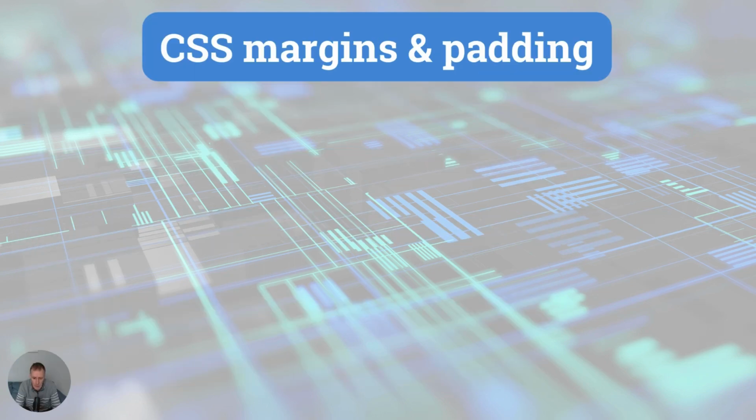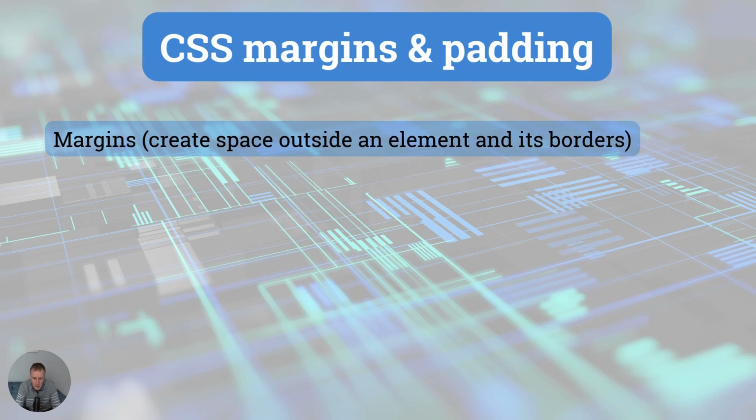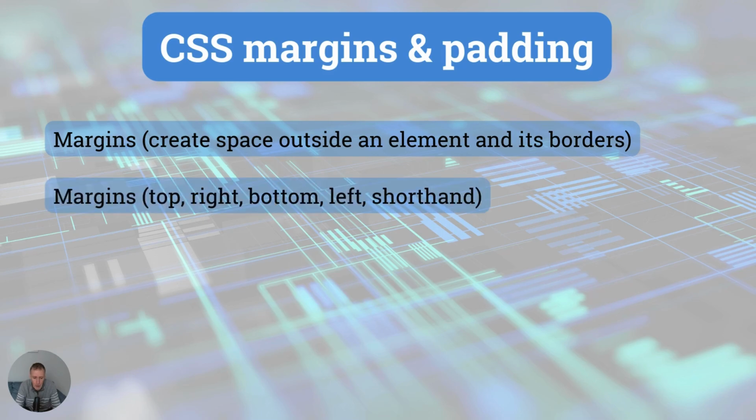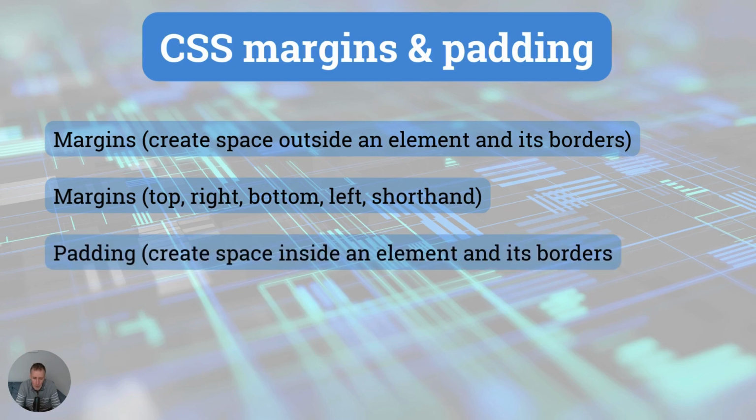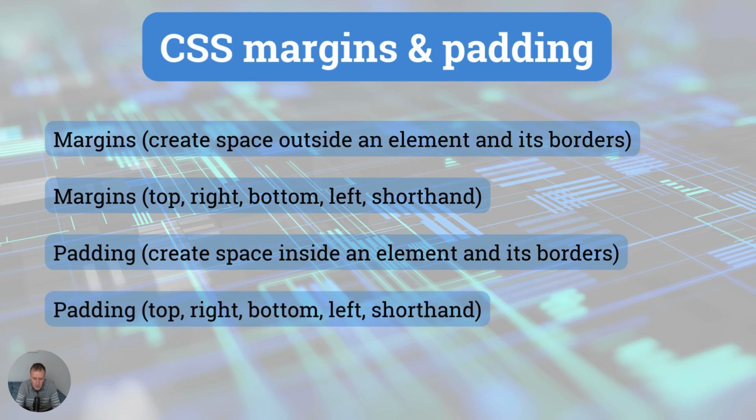CSS margins and padding. Margins create space outside an element and its borders. Margins can be put on the top, right, bottom, or the left. And there's also a shorthand way to make this easy by just specifying top, right, bottom, left. Padding. Padding creates space inside an element and its borders. Top, right, bottom, and left, and also the shorthand can be seen.